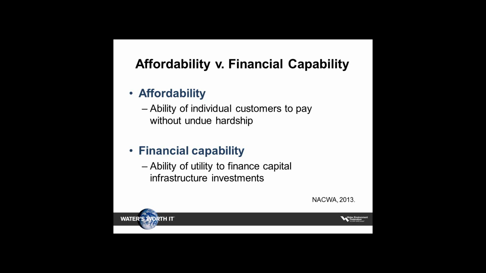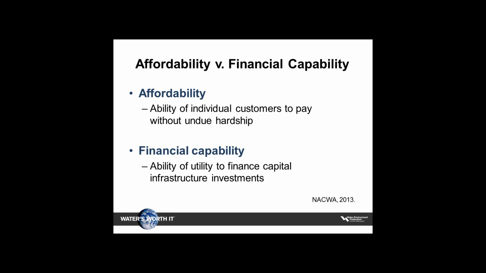And I would like to point out with this two-part test that there are really two definitions, and this is out of NACWA's report. Affordability is really the ability of an individual customer to pay without undue hardship. And what you have there is you might be able to say on average this program should be affordable, but what often happens is people that can afford to move out of the city and into an area where they don't have to pay high water and sewer bills do that, and that leaves the poor people that can't afford to move stuck with a higher burden.